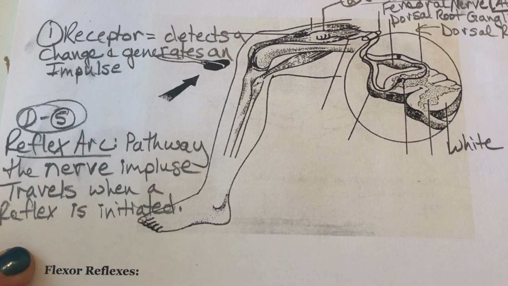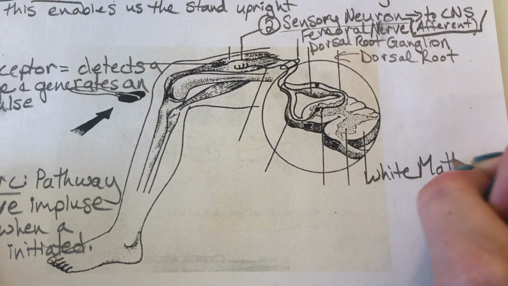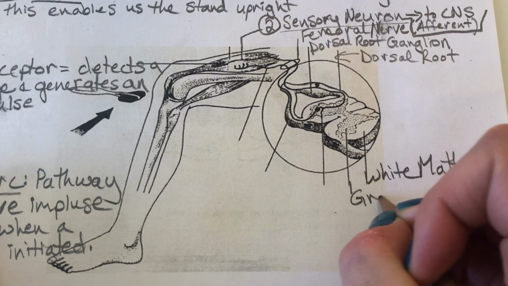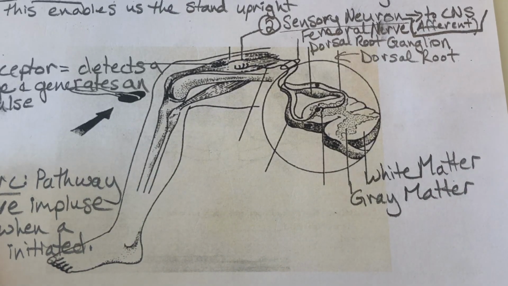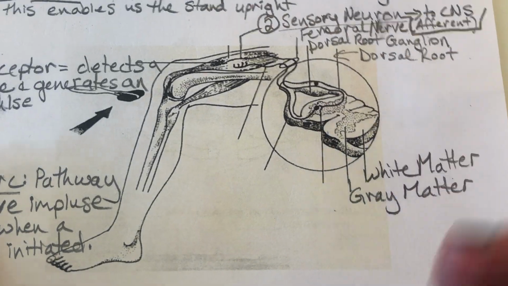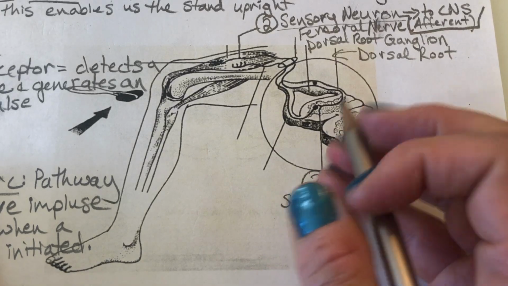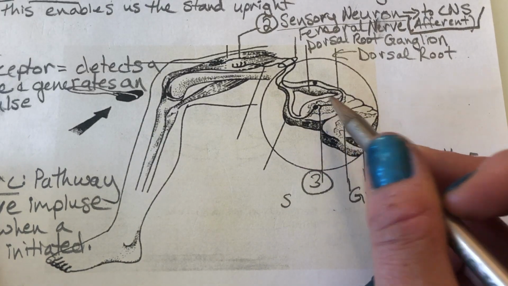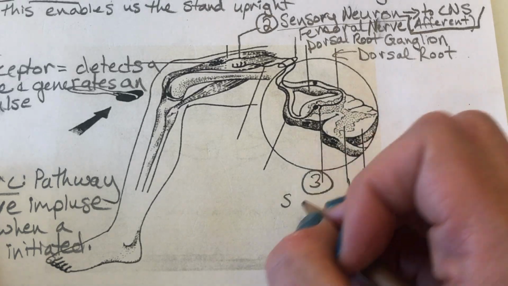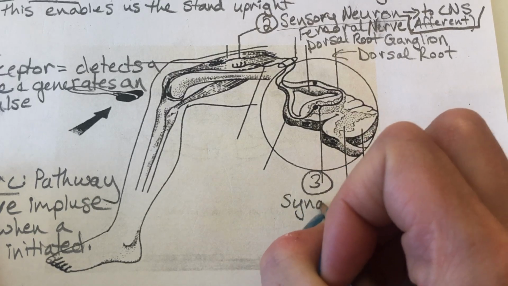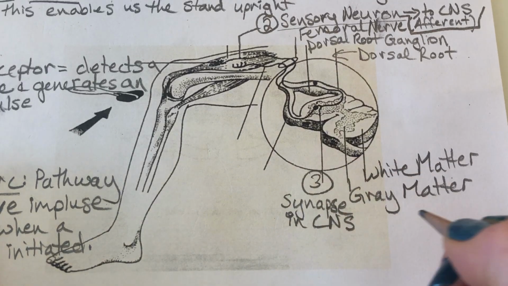So this is just like our little picture of that cross-section of the spine. White matter here. Gray matter here. And of course, this is that synapse, right? That's where neurons talk to each other. So you have the axon terminal of the sensory cell directly to the dendrite receptor on the motor cell. Yes, all within the central nervous system.